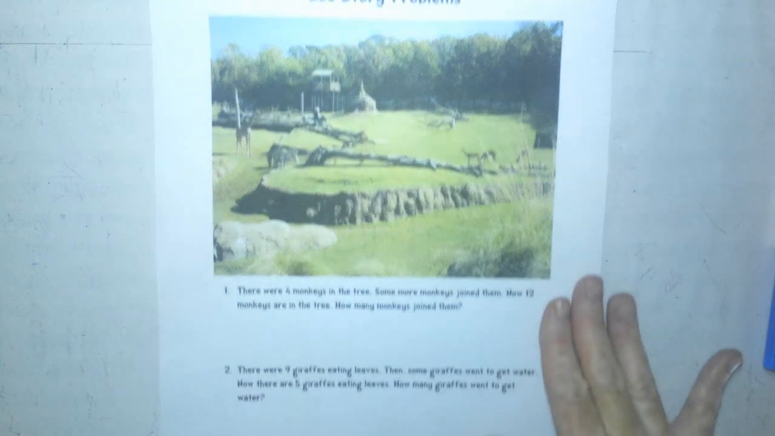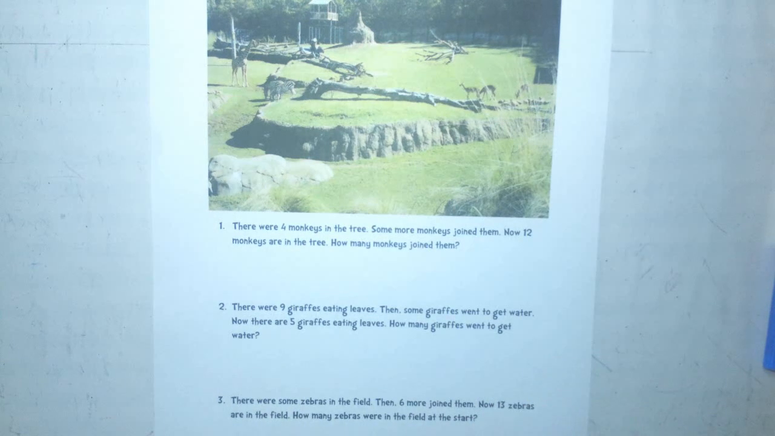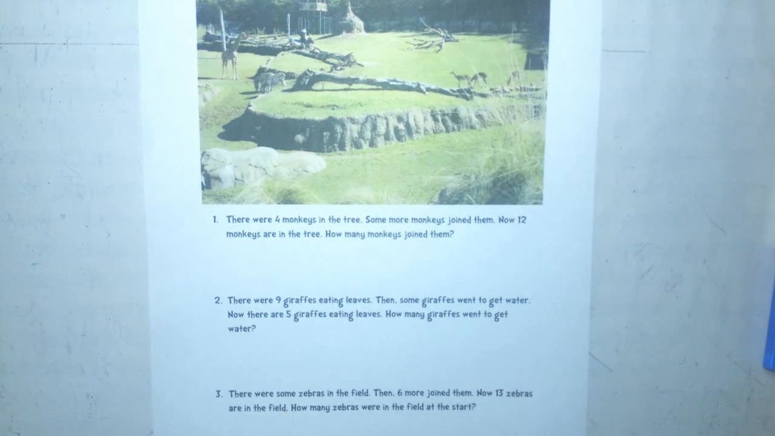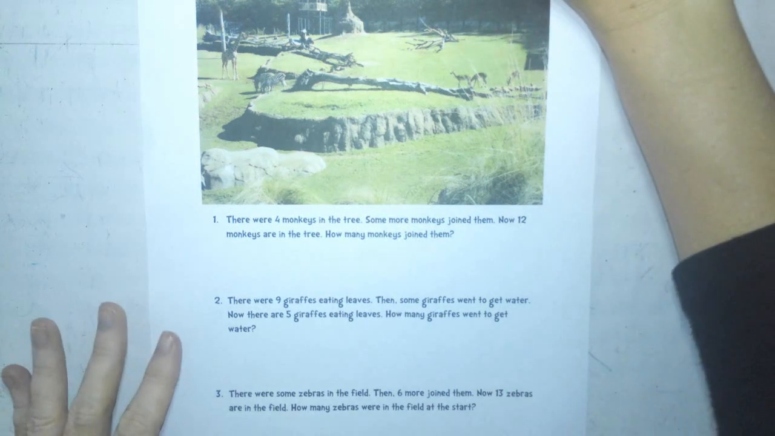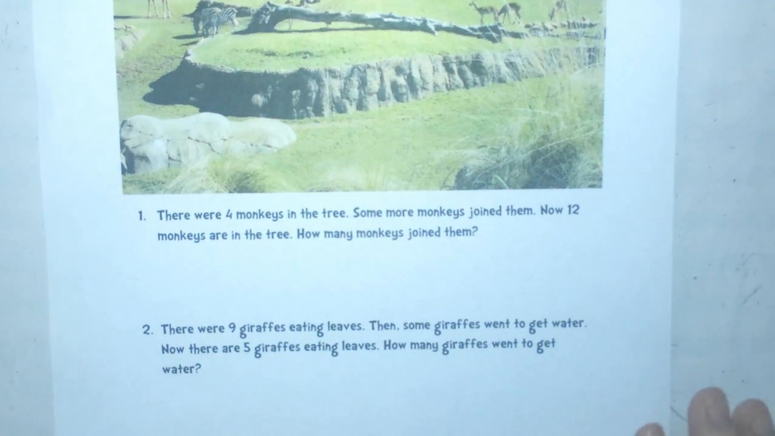So what I'm going to model for you today using my goldfish is how to model your way through this and then use that model to make your model drawing and write a number sentence. So let's get started. Number 1 says, there were 4 monkeys in the tree. Some more monkeys joined them. Now 12 monkeys are in the tree. How many monkeys joined them?